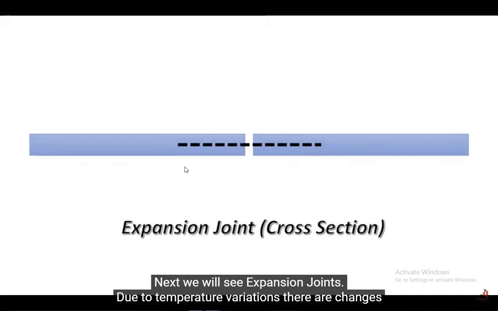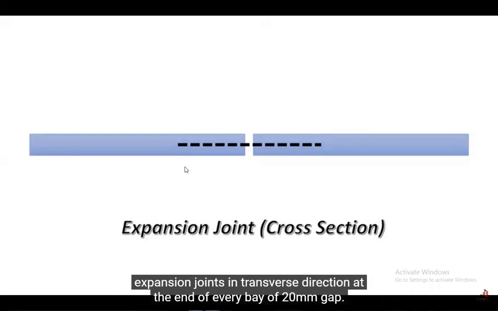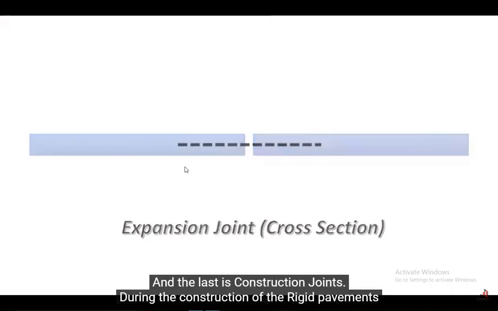Due to temperature variations, there are changes in the length of the pavement in longitudinal direction, and to control this, we need to provide expansion joints in transverse direction at the end of every bay of 20 mm gap. To strengthen these joints and for load transfer, we need to provide dowel bars during construction as shown here. And the last is construction joints.